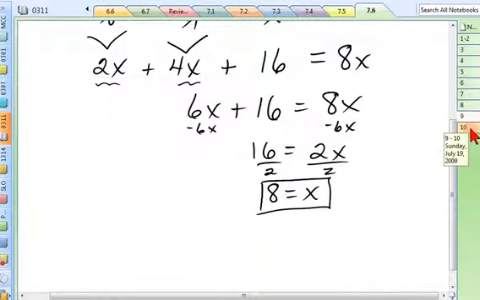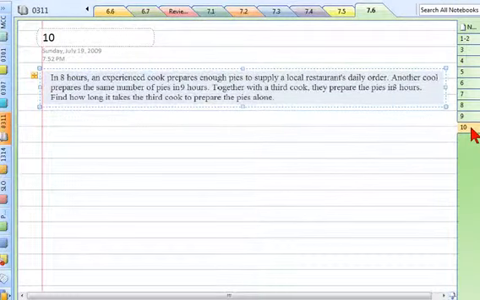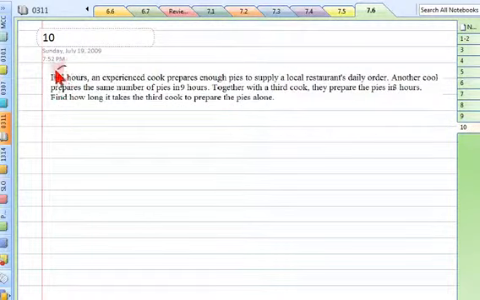All right, let's look at the last one. And I'd like for us to set it up, and we're not going to take time to solve it, though. All right. And I'll read and highlight the things you need to know. It says, in 8 hours, an experienced cook prepares enough pies to supply a local restaurant's daily order. Okay, one cook can do it in 8 hours. Another cook prepares the same number of pies in 9 hours.